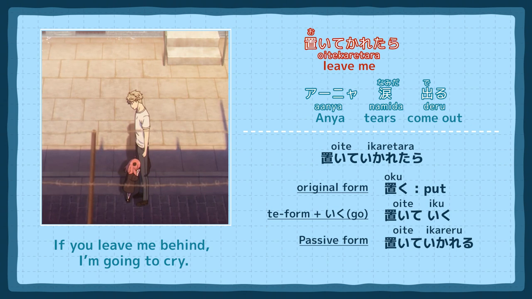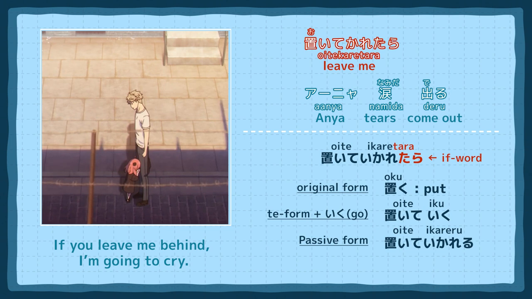In here, Anya says 置いて行かれたら. This is connected to たら, the if word. I explained this たら in the previous video. Please go check. もし置いて行かれたら, what happened? Anya will cry. This もし置いて行かれたら looks simple, but many elements are included. 置く, 置いていく, 置いて行かれる, 置いて行かれたら.